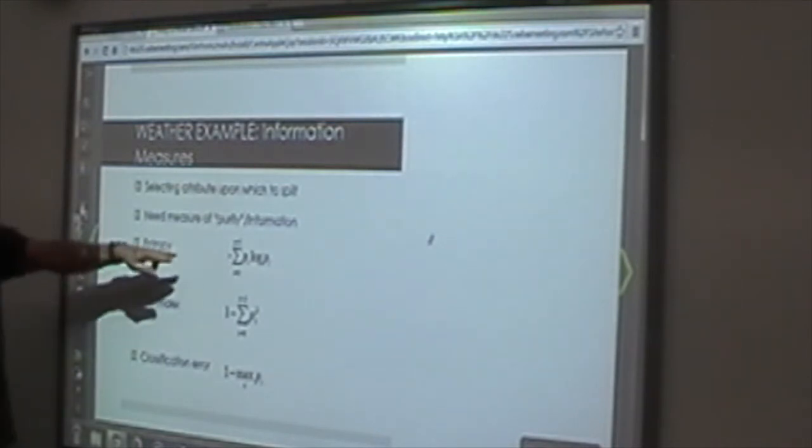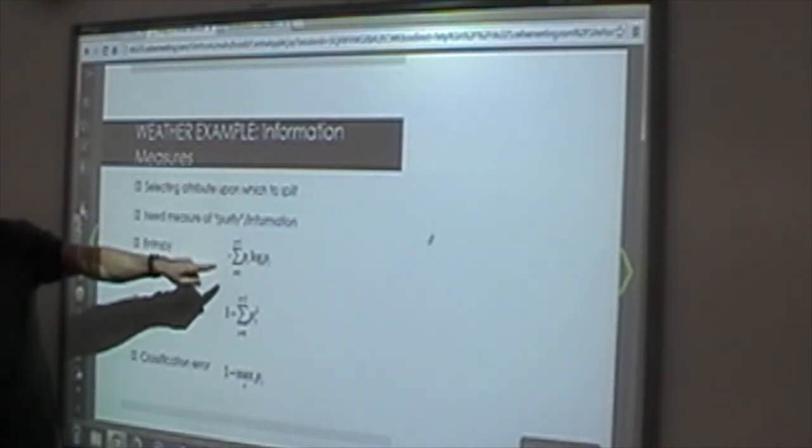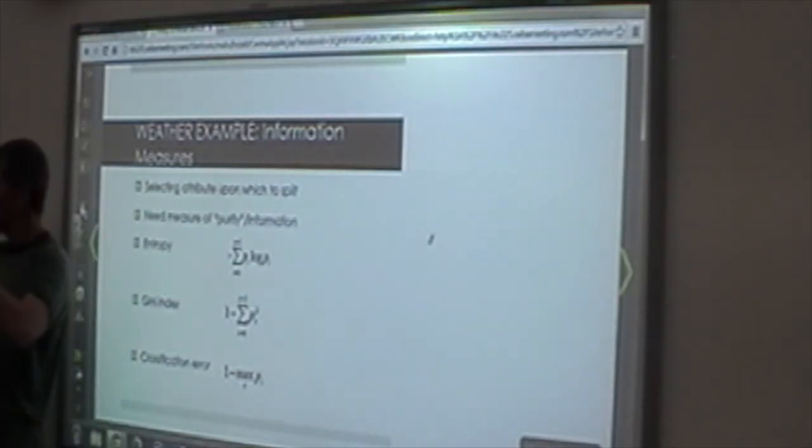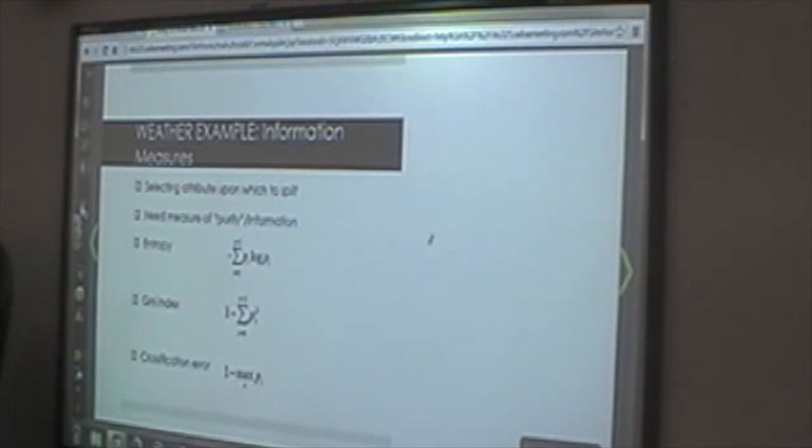So here I'm summing, there's a negative sign out front. P is basically the probability, and I'll go through an example, times the log of the probability. That's basically an information measure. And when I talk about the log here, it's log base 2, because we're looking for the information content in bits.